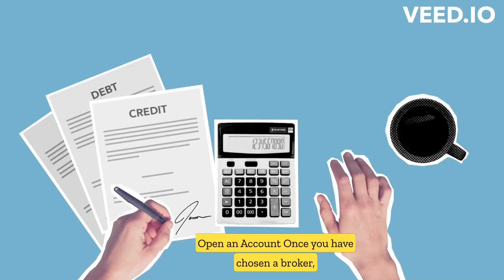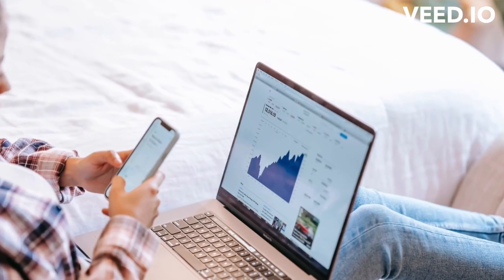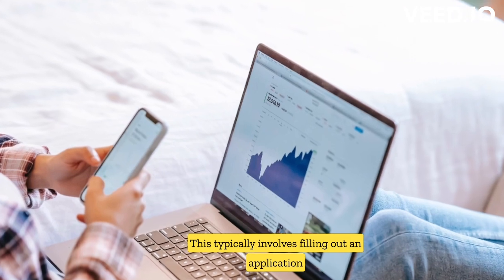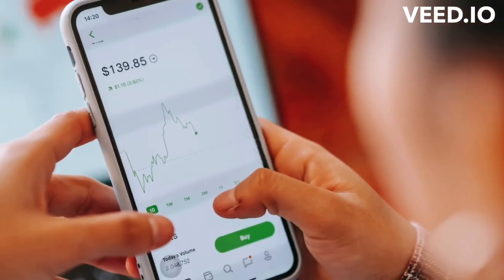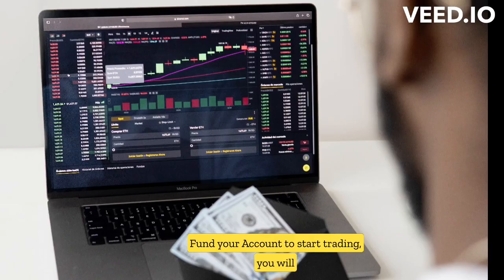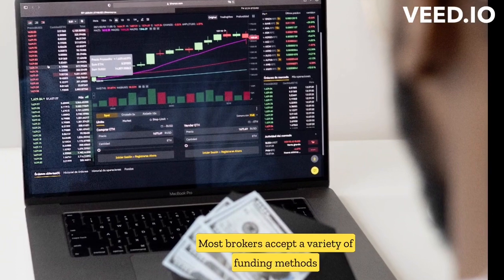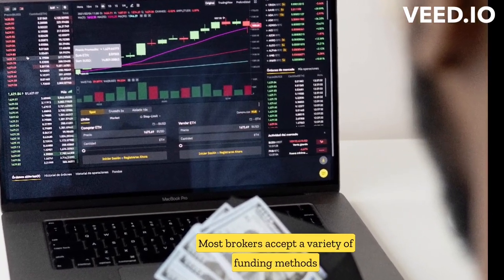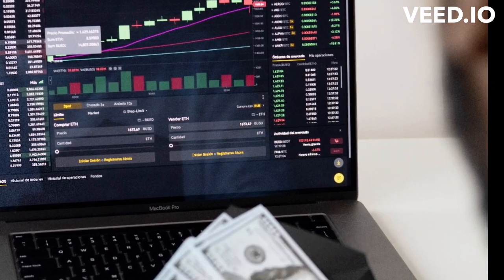Open an account. Once you have chosen a broker, you will need to open a trading account. This typically involves filling out an application and providing identification and financial information. Fund your account. To start trading, you will need to deposit money into your account. Most brokers accept a variety of funding methods, such as bank transfers, credit cards, and e-wallets.